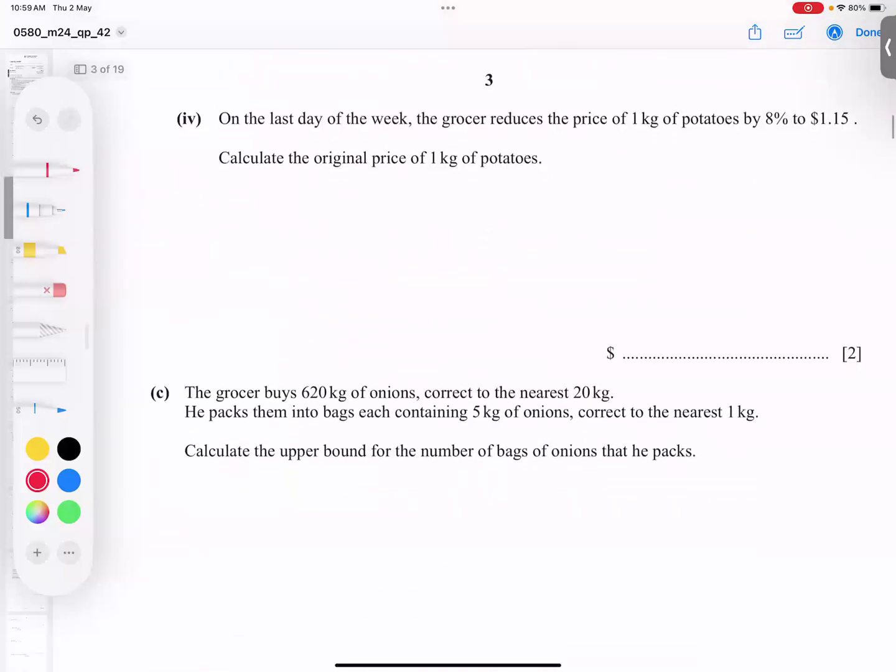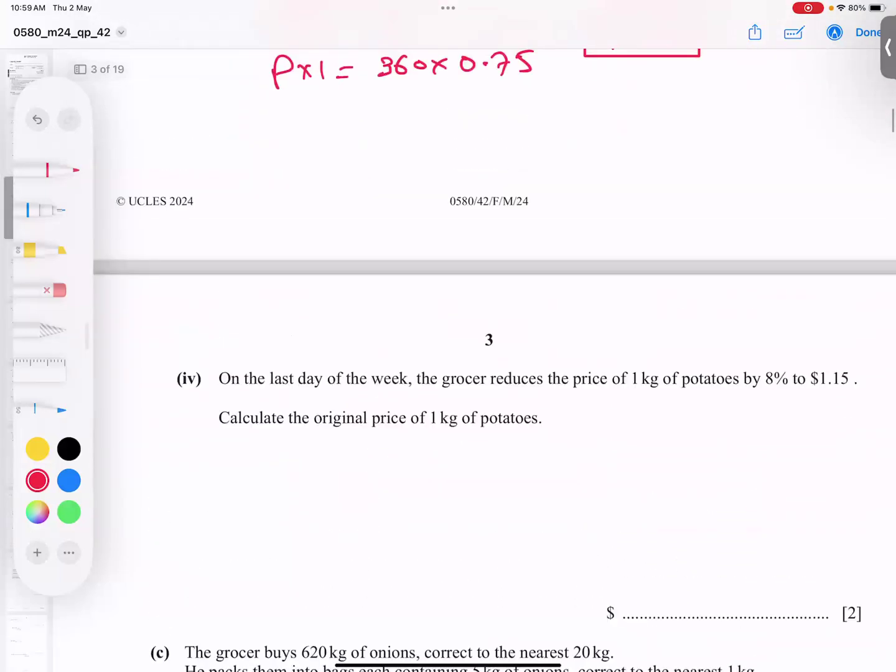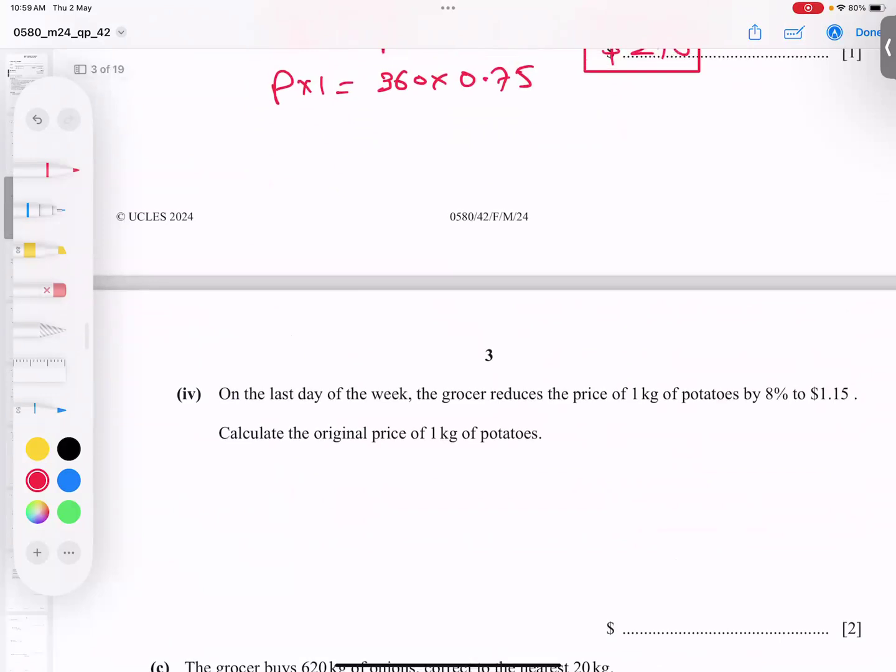Let's go for the next part. On the last day of the week, the grocer reduces the price of 1 kilogram by 8%, and there is a new price. After the 8% reduction, from 100, if you reduce 8% and you get a new price, we need to find the original.